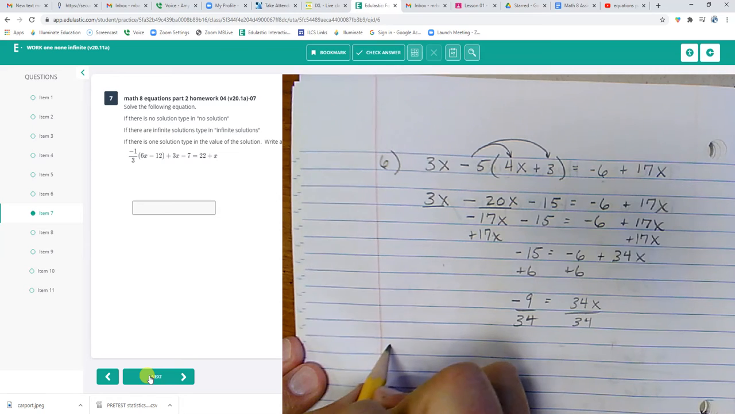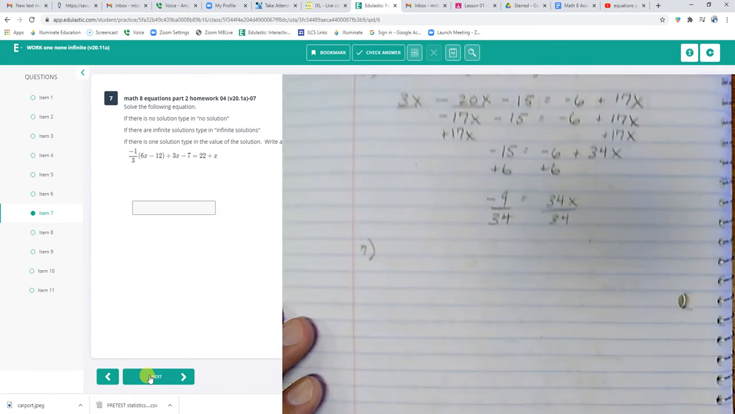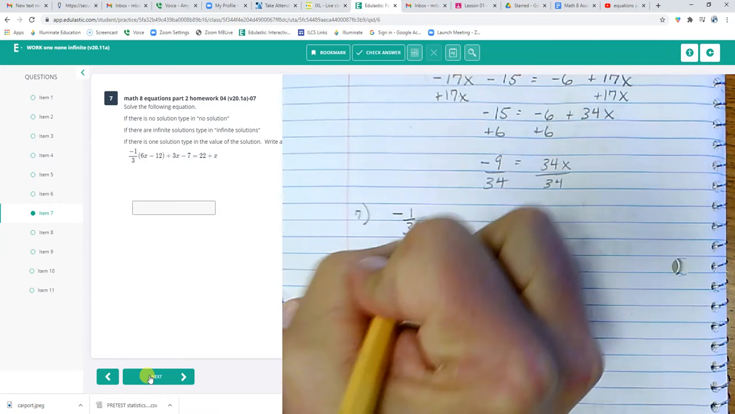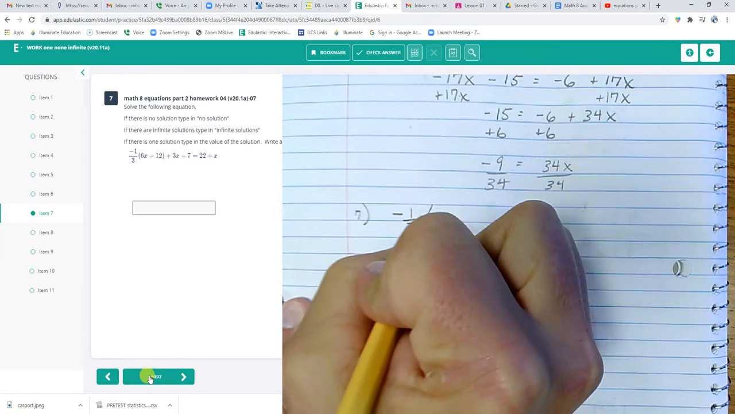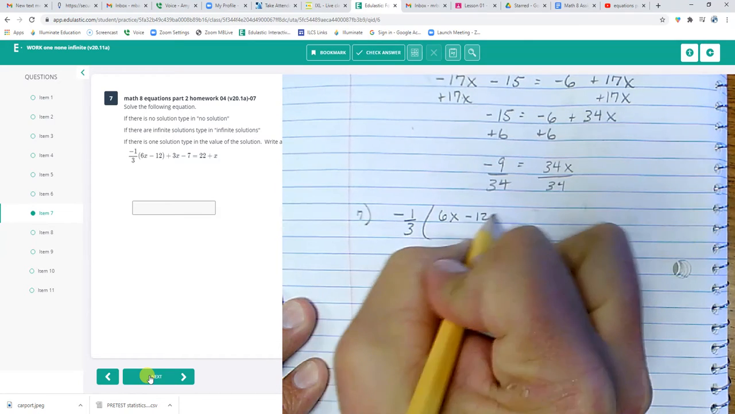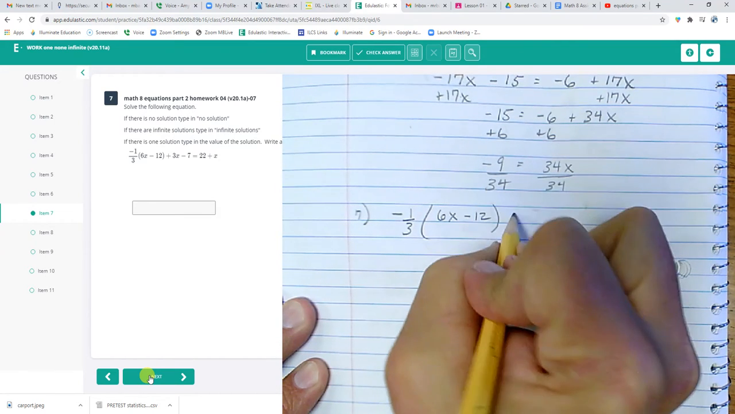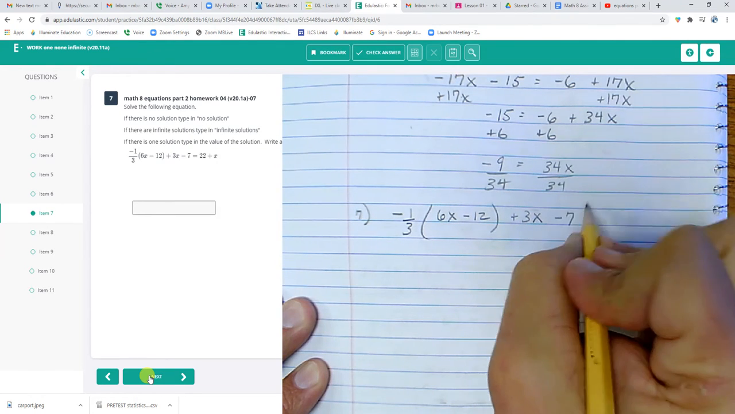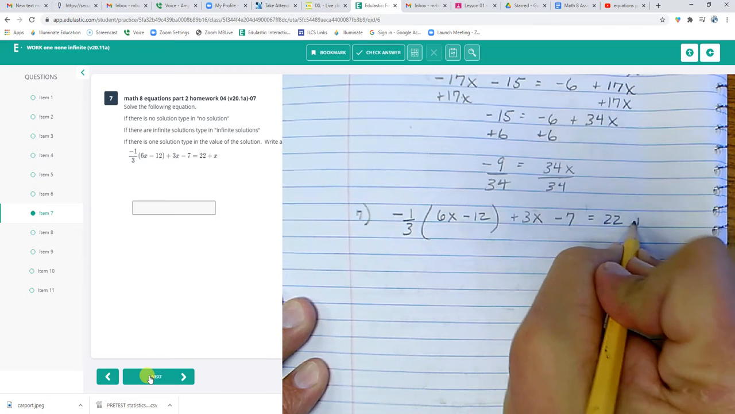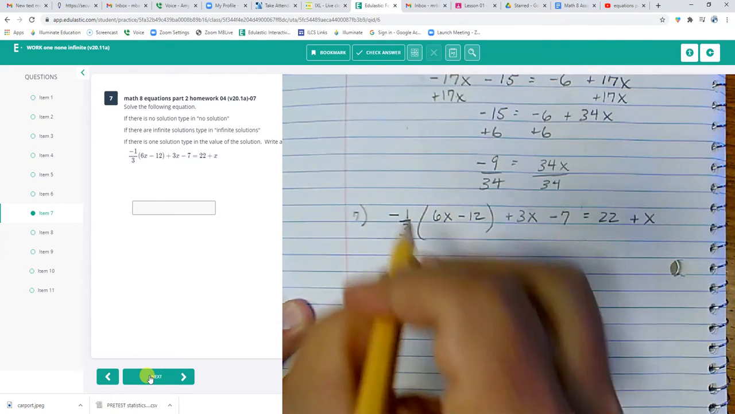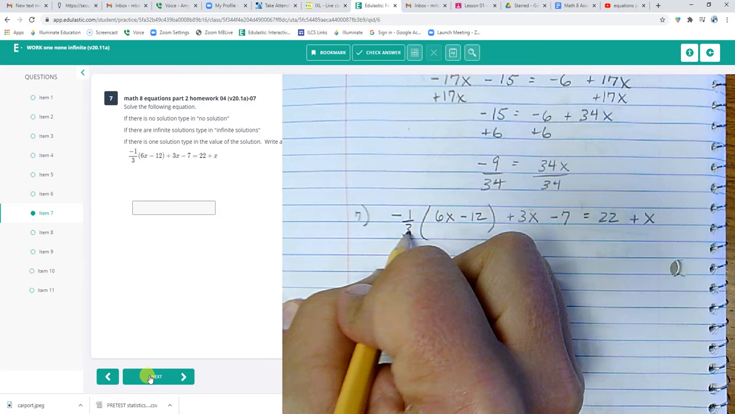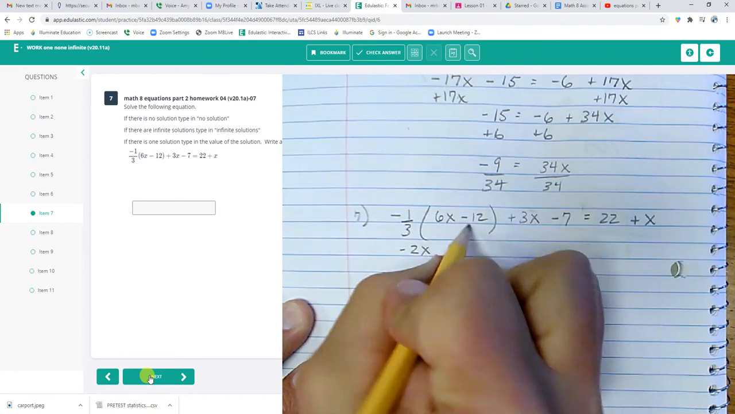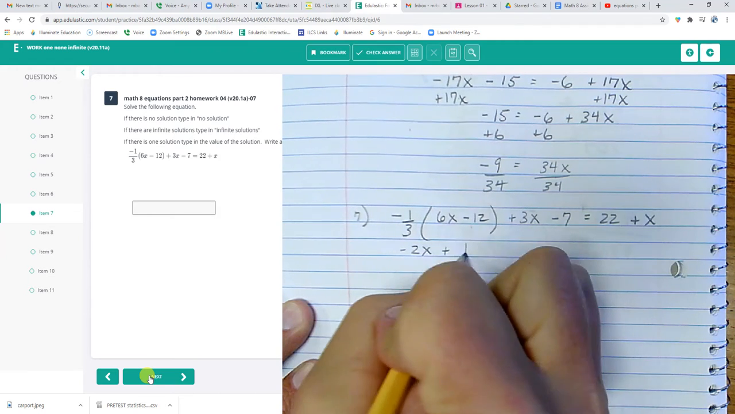Number 7. Negative 1/3 (6x minus 12) plus 3x minus 7 equals 22 plus x. Multiplying by negative 1/3 is just like dividing by negative 3. So this is 6 divided by negative 3, which is negative 2x. Negative 12 divided by negative 3, which is positive 4.